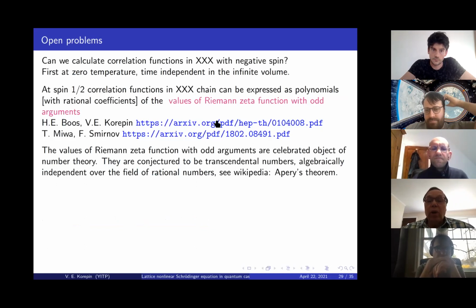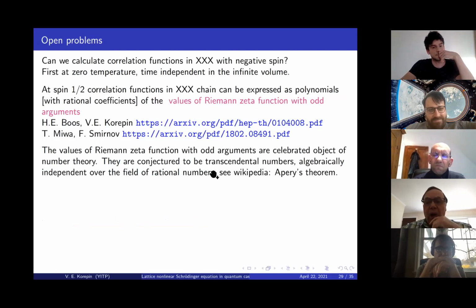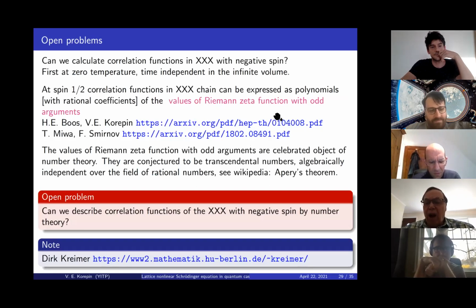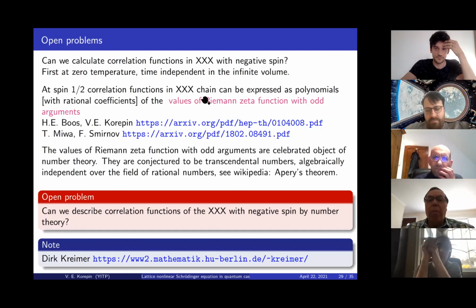So for XXX with spin 1/2, we know that all correlation functions are polynomials with rational coefficients of the values of the Riemann zeta function at odd arguments. These values of Riemann zeta at odd arguments are a celebrated object of number theory. Apéry studied them, and they are conjectured to be transcendental numbers, algebraically independent over the field of rational numbers. So once again, for spin 1/2, correlation functions are polynomials of Riemann zeta with rational coefficients. For negative spin, spin -1, the one which I study, correlations have not been studied, but maybe they can also be described by number theory somehow. It's unknown. It's an open problem.